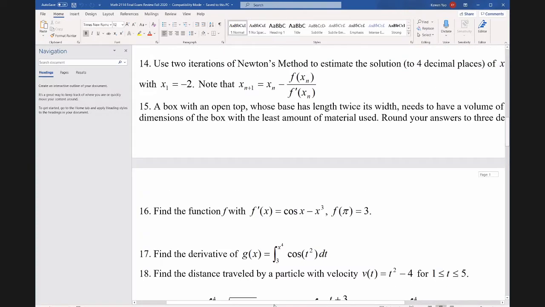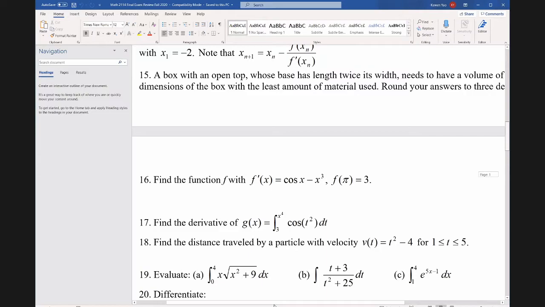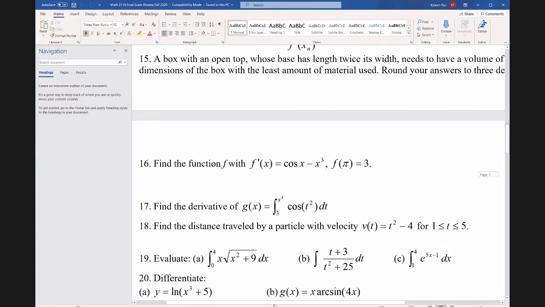Let's do number 16 first, because number 16 is from the fourth test, right? So Professor, let's do number 16 first. Then we can go, yes?